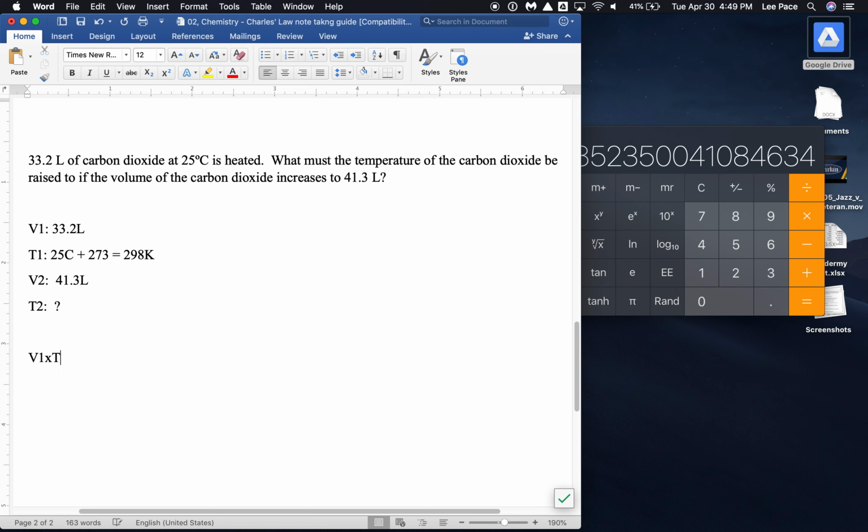V1 times T2 equals T1 times V2. And then I'm going to divide by V1 to get T2 by itself. So then T1 V2 divided by, I'm after T2, so T1 V2 divided by V1 equals T2.